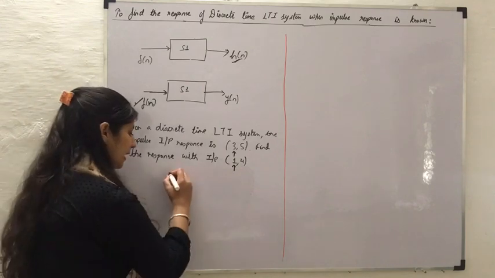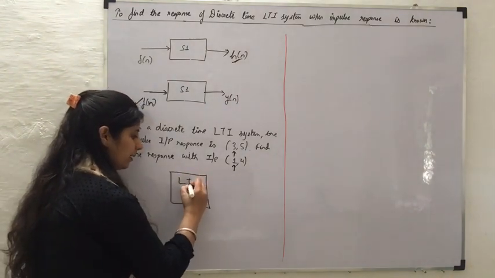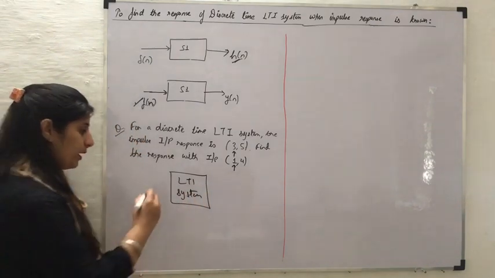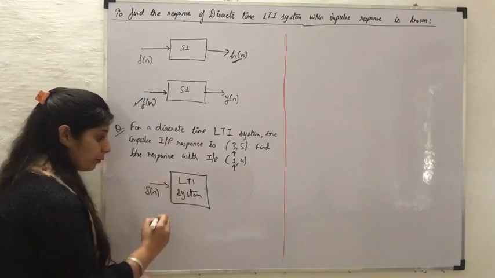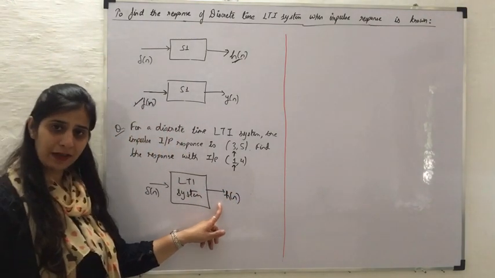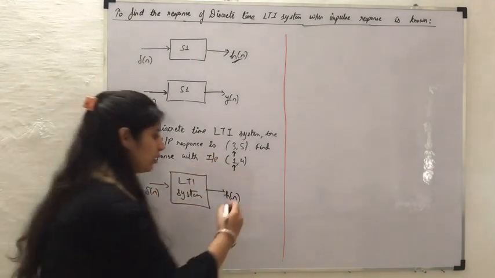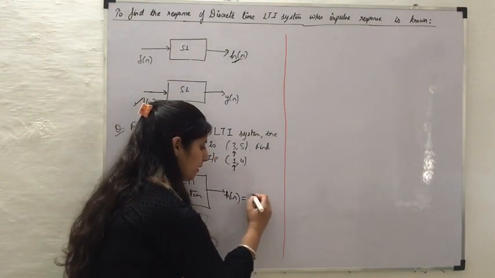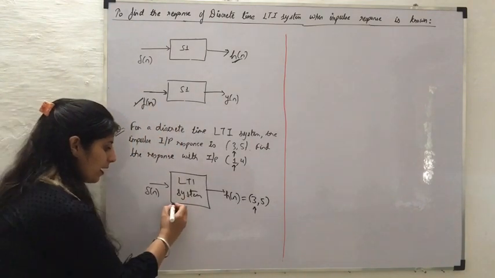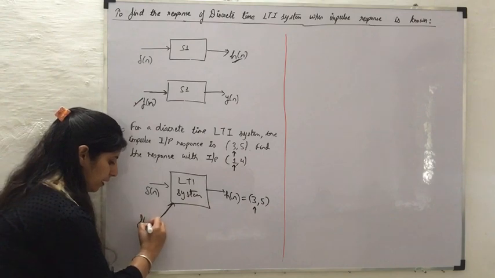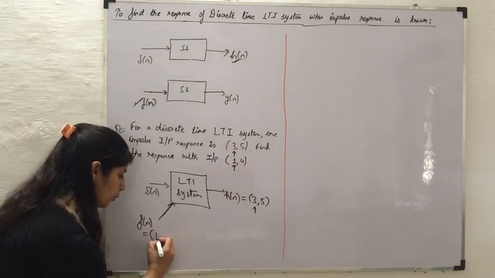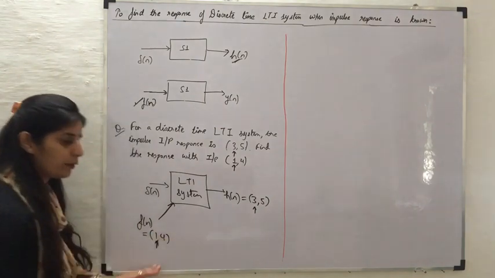Here we are given an LTI system. When this system takes del of n as input, it produces h of n as output, and the h of n given in the question is 3,5 with the arrow at 3. Now to the same system, if I give input f of n, which is given in the question as 1,4, so f of n is equal to 1,4 with the arrow at 1.